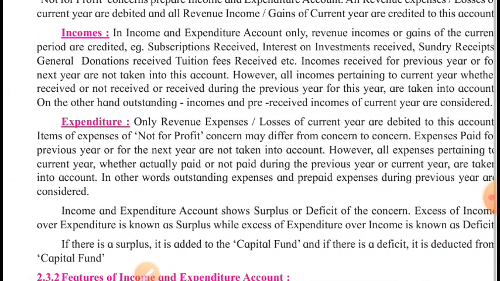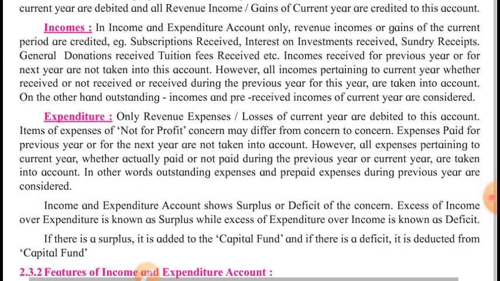On the other hand, outstanding incomes and pre-received incomes of current year are considered. Means income which is earned this year but not yet received will also be shown in this account, and the income which is pre-received in the previous year, that must be related to the current year, that will also be shown in this account.